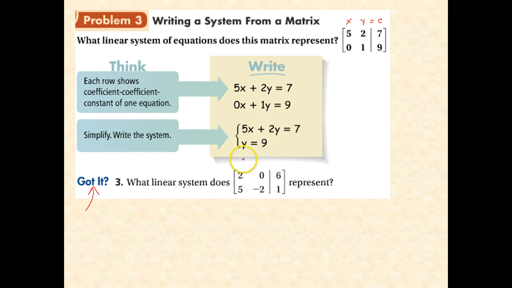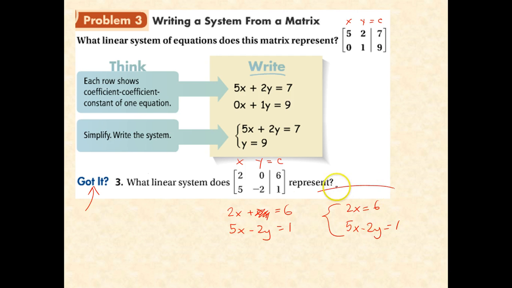Alright, so this is x, this is y, this is the equal sign, and this is the number. So we got 2x plus 0y equals 6, 5x minus 2y equals 1. So 2x, we can simplify. This is 0y. 2x equals 6. I can actually simplify that too and call that x equals 3, but I'll just leave it as 2x equals 6 for now. So 2x equals 6, and 5x minus 2y equals 1 would be our system of equations.